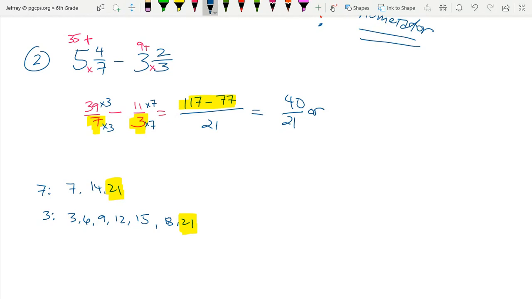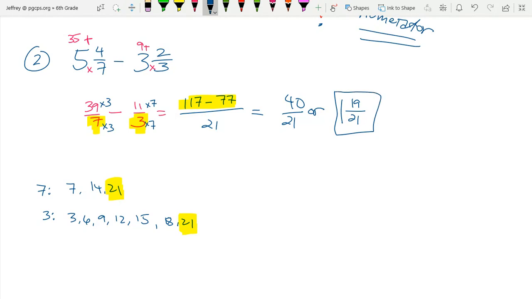Now, this is an improper fraction, so we need to change this into a mixed number. So how many 21s can go into 40? We know it's only one time, right? Because if we double 21, it's going to be 42. So it's going to be 1 and the leftover is 19.